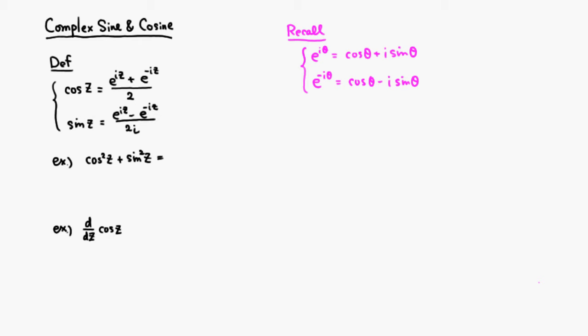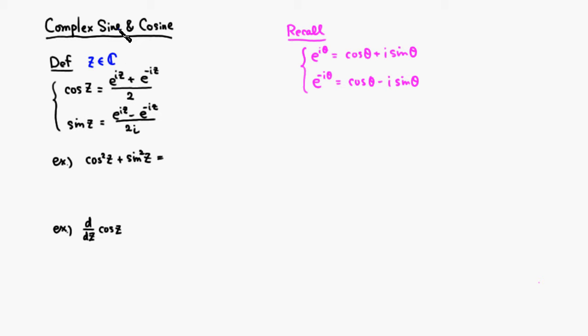Alright, let's look at the complex sine and cosine. Here's the definition of sine and cosine. Cosine of z is equal to e to the iz plus e to the negative iz all over 2. And the sine of z is e to the iz minus e to the negative iz over 2i. Note that z is a complex number.